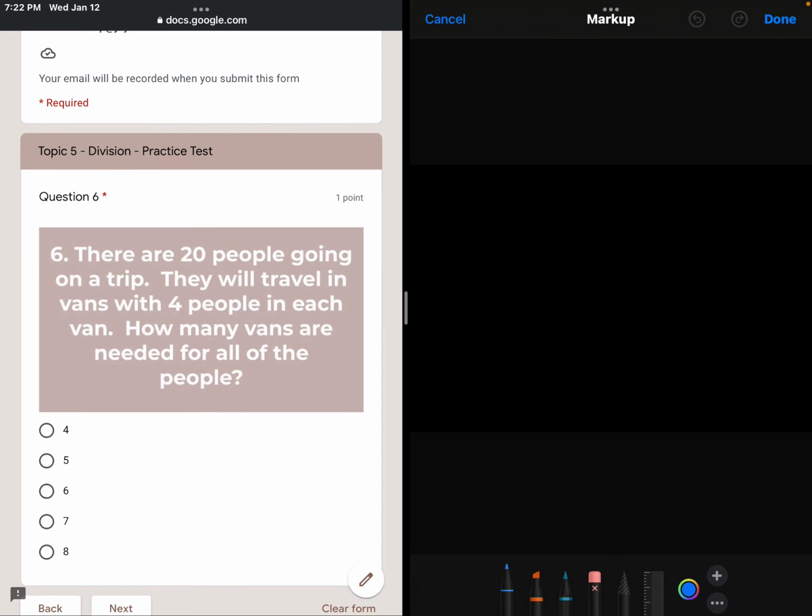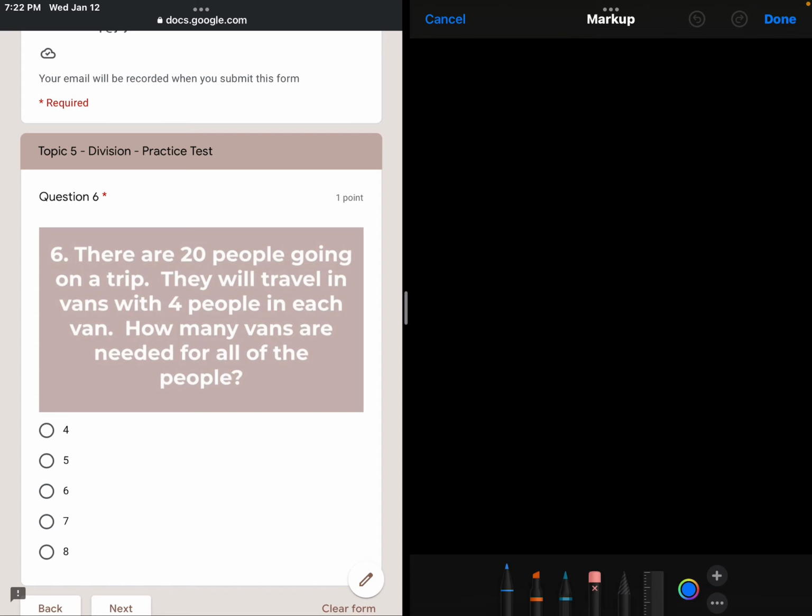There are 20 people going on a trip. They will travel in vans with 4 people in each van. How many vans are needed for all of the people? Okay, let's do this as our repeated subtraction. So we have 20 total people going on this trip. And it says they will travel in vans with 4 people. So if I take 4 people away, what do I get? I get my 16, right? Well, that represents one van because 4 people get to go in that one van.